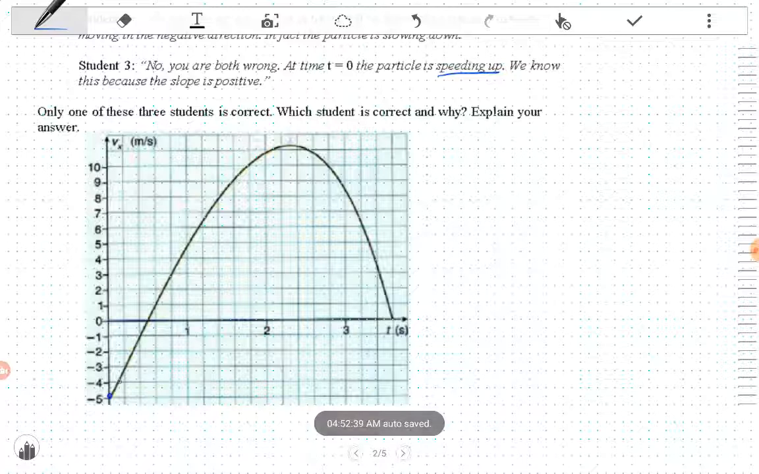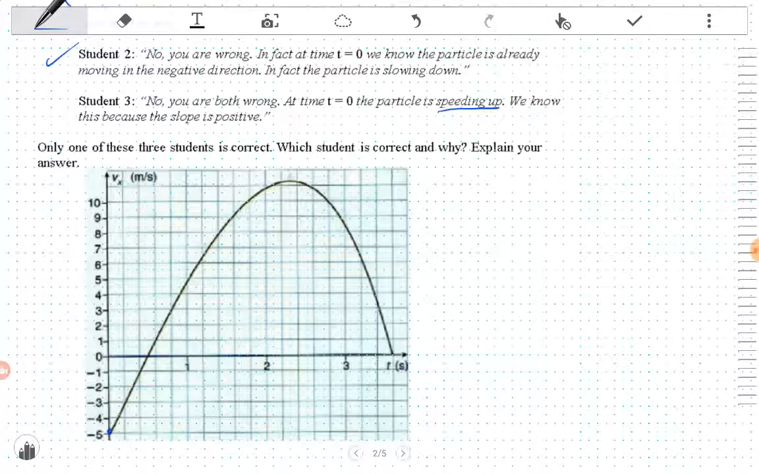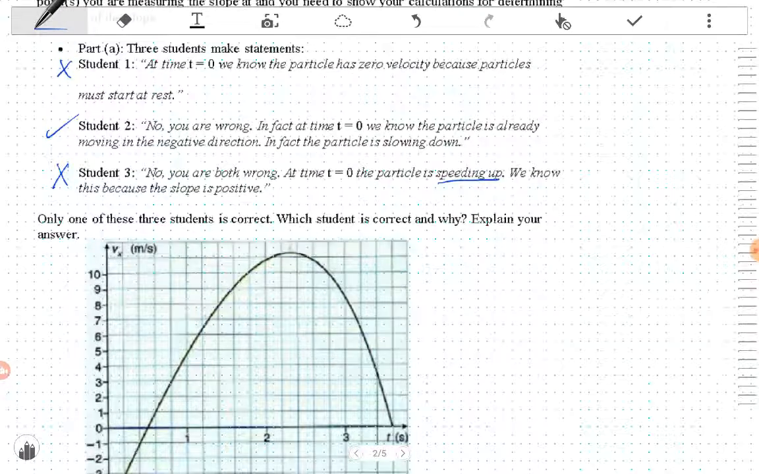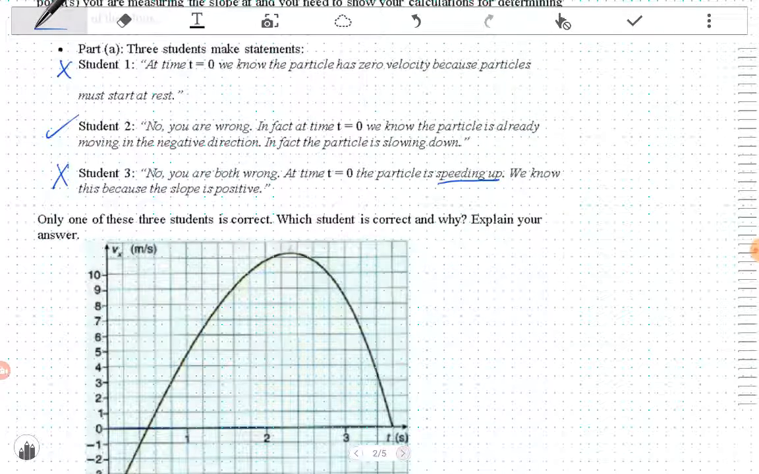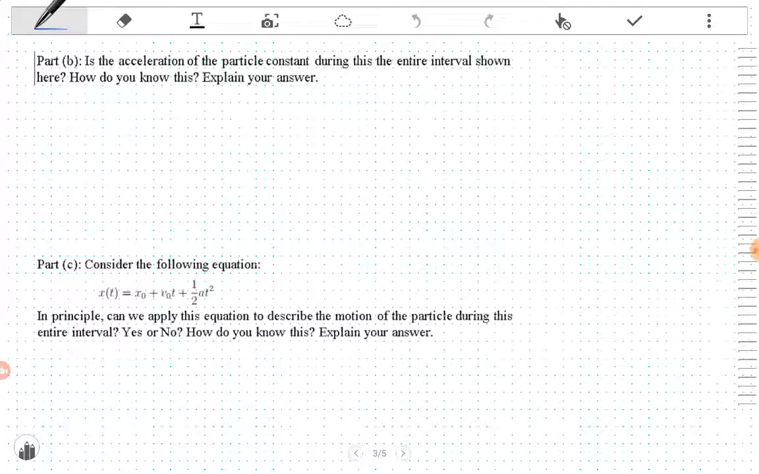Okay? If we talk about speed, the speed is only the magnitude. So the magnitude is 5 meters per second, then the magnitude is 4 meters per second. So the speed is decreasing. If we talk about velocity, it's something else, because when you talk about velocity, you have to look at the sign: minus 4 is bigger than minus 5. But we're not talking about the velocity, we're talking about the speed. So no, it's not speeding up. However, the slope is positive. So this part of the statement is right, but this part is wrong. So the third student is wrong, and the only correct claim is the second student's. Let's move to the following part.